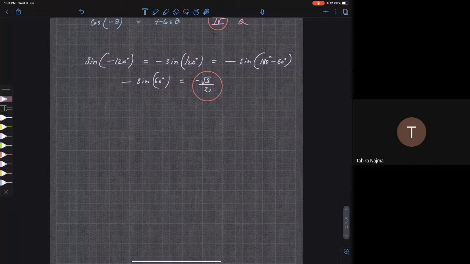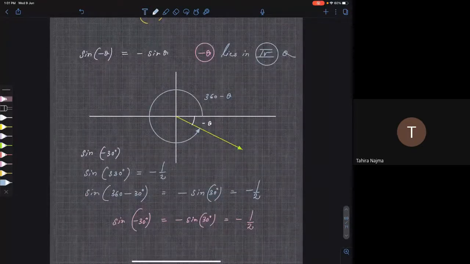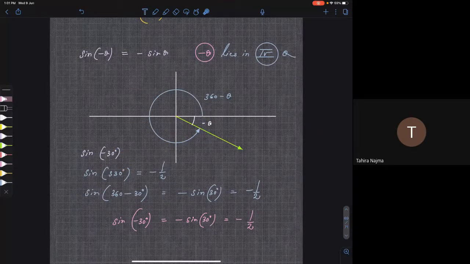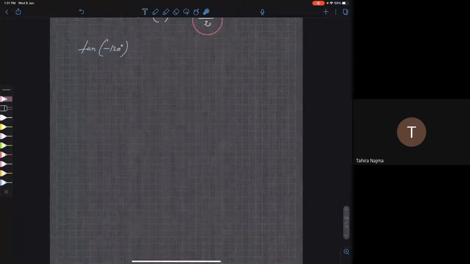So the same thing goes for tan. Let us look at tan of minus 120. What are you expecting for tan of minus 120? Positive or negative? Minus 120 is somewhere here, in the third quadrant, right? You are expecting a positive value for tan of minus 120. Are you getting my point?